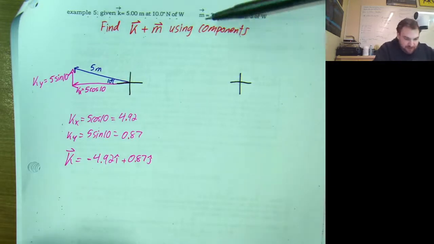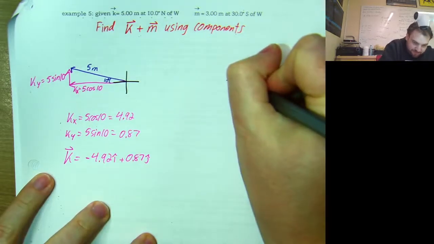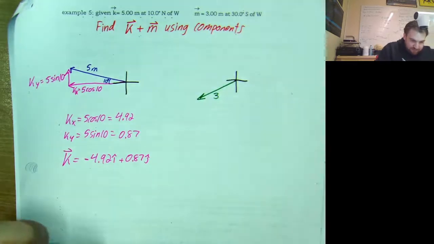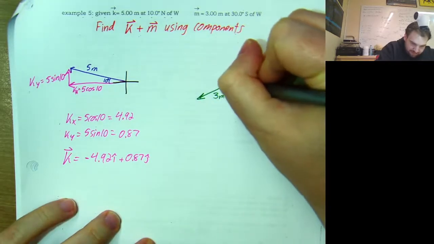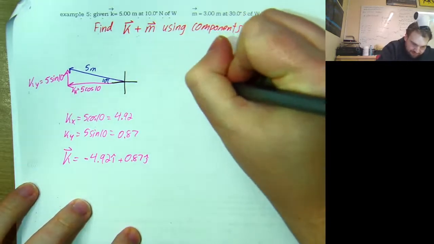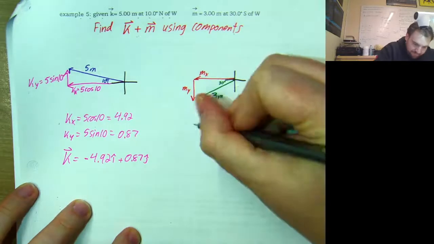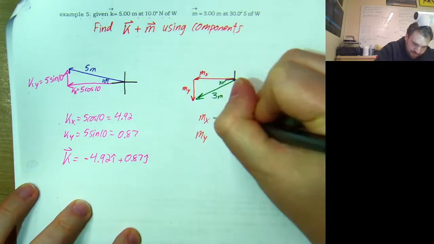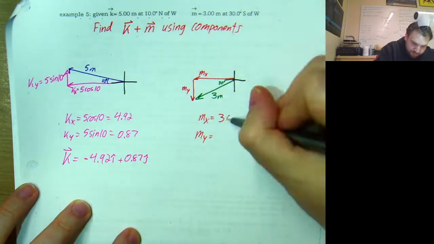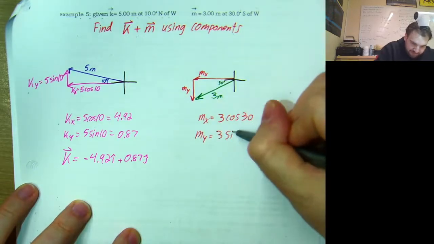Same thing over here. Let's do M. M is 3 meters, 30 degrees south of west. So 30 degrees south of west is going to go this way. This guy's 3 meters. That's 30 degrees. So my components are going to look like that and like that. We're going to call that Mx. We'll call this guy My. Mx and My. Mx is going to be 3 cos 30. It's adjacent to that angle. So then My is going to be 3 sine 30.